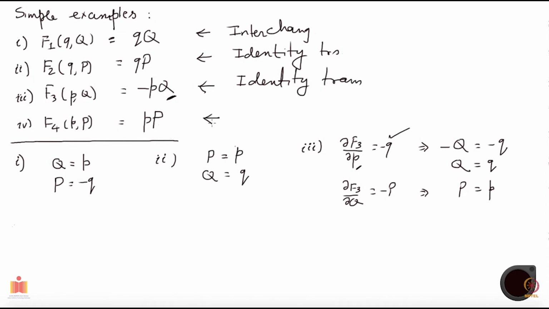And if you look at f4, then you will find that the new coordinate is p, the old momentum, and the new momentum is minus the old coordinate, which means this is again an interchange.